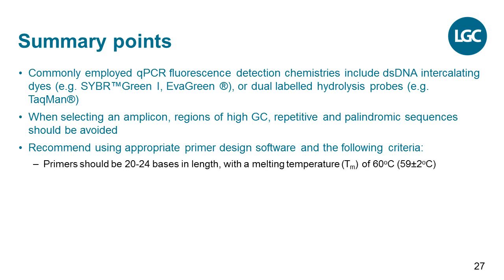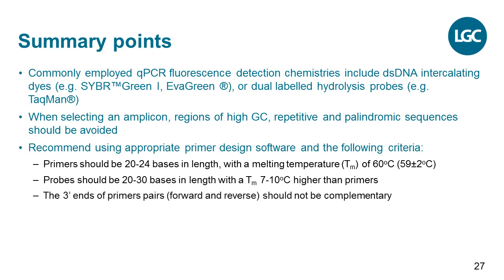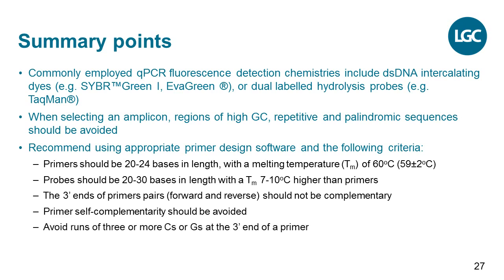1. That primers should be between 20 to 24 bases in length with a melting temperature of approximately 60 degrees centigrade. 2. That probes should be between 20 to 30 bases in length with a melting temperature 7 to 10 degrees centigrade higher than the average for the primer pair. 3. That the 3' ends of primer pairs should not be complementary. 4. Any primer self-complementarity be avoided, and 5. That runs of 3 or more C's or G's at the 3' end of the primers should be avoided.